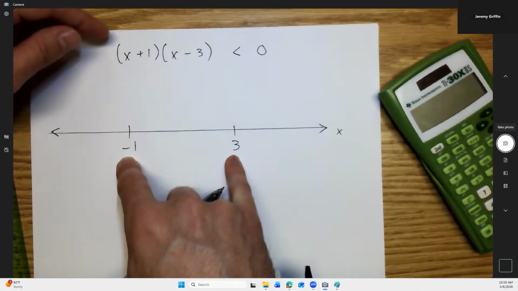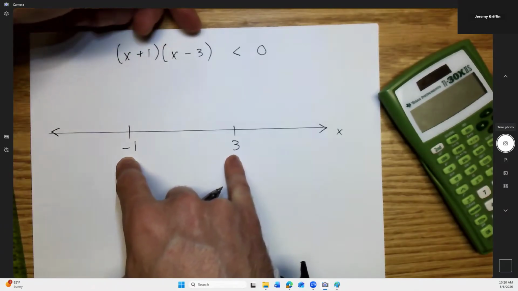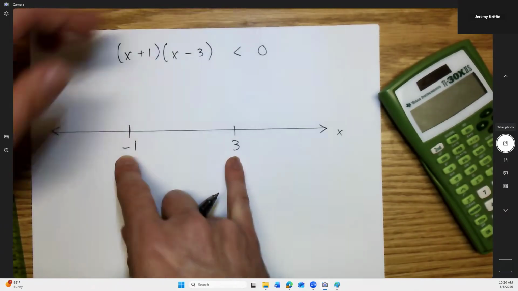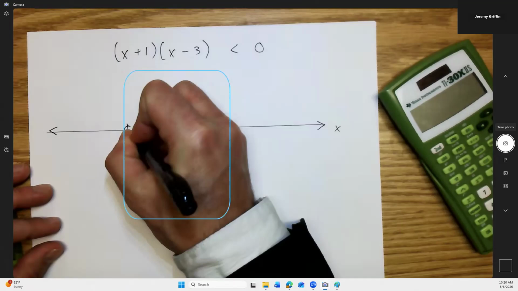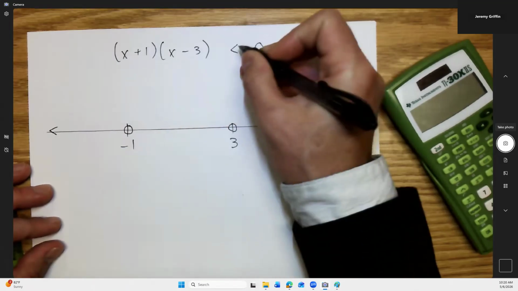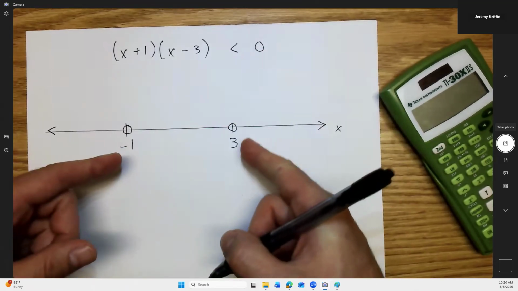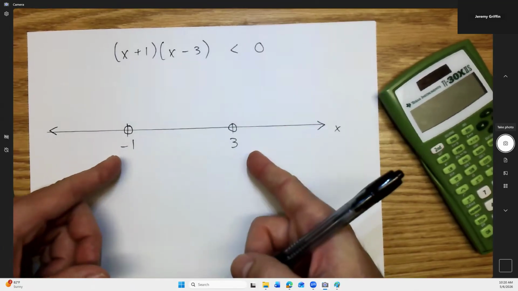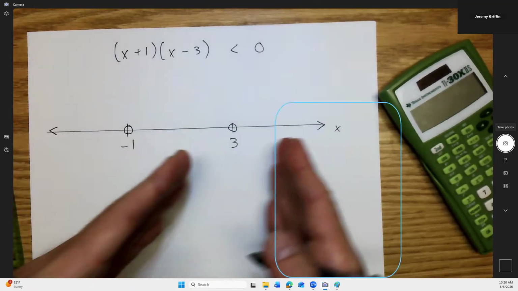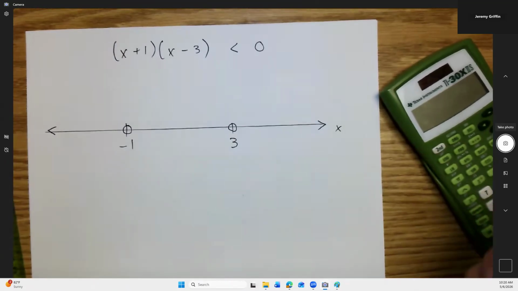Now, x cannot be exactly those because those would make this whole thing equal to 0, not strictly less than 0. That's why I'm going to put open circles instead of closed circles. If it was less than or equal to, I would do a closed dot, but it's strictly less than, so I'll do open dots. Now, what do I shade? Is it the middle? Is it the tail ends?